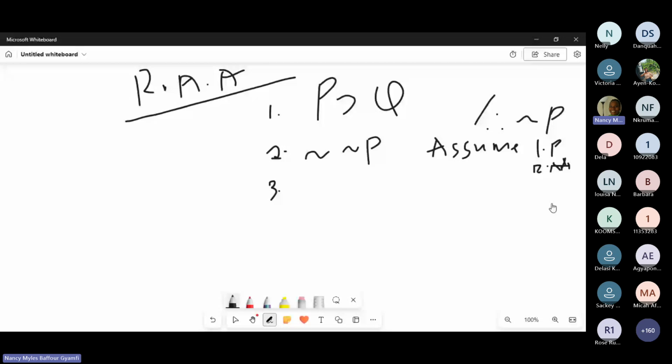Very good. So Habiba says we will quickly do a negation of the given conclusion. Why? Because of the method we are using. We are going indirect proof, reductio ad absurdum.